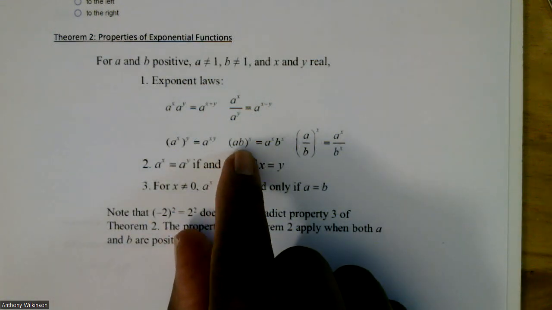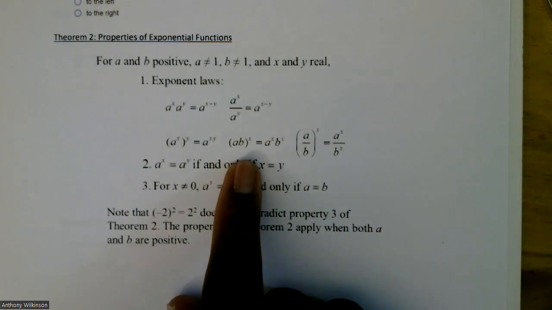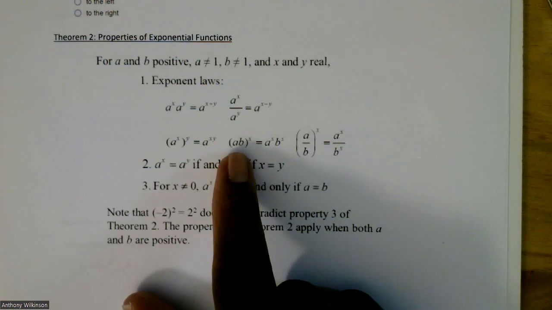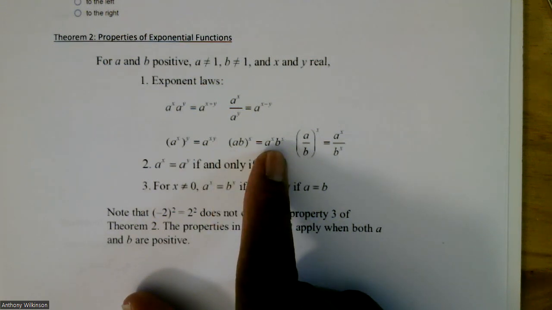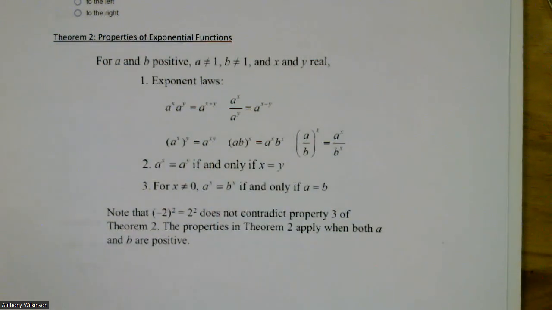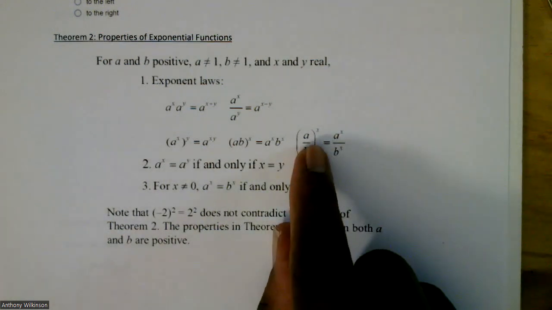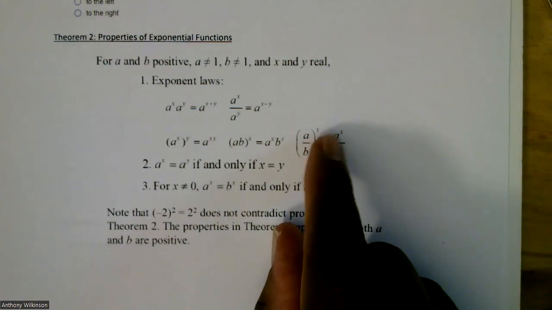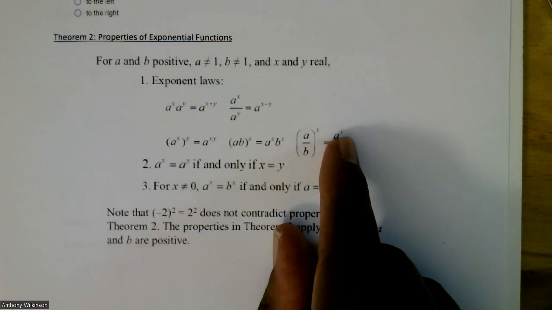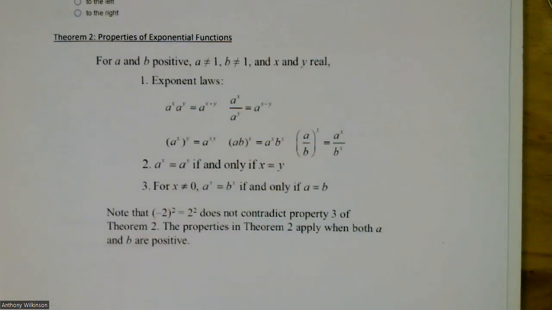And this one, a times b, that product is raised to the power x. We take each factor inside the parentheses and raise each factor to that power. So it'd be a to the x times b to the x. And then a divided by b raised to the power of x. Here, a quotient to a power means that we take the numerator, raise it to that power, take the denominator and raise it to that power. So it'll be a to the x divided by b to the x.